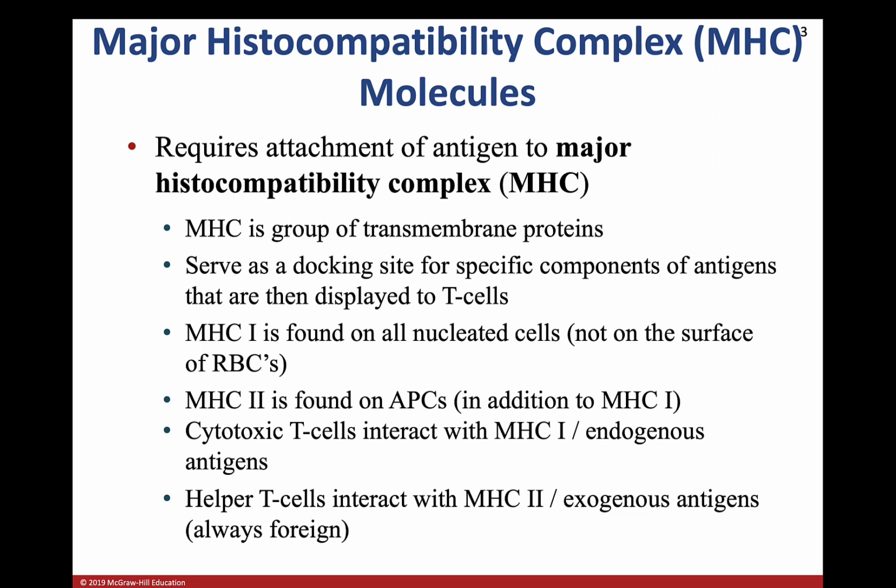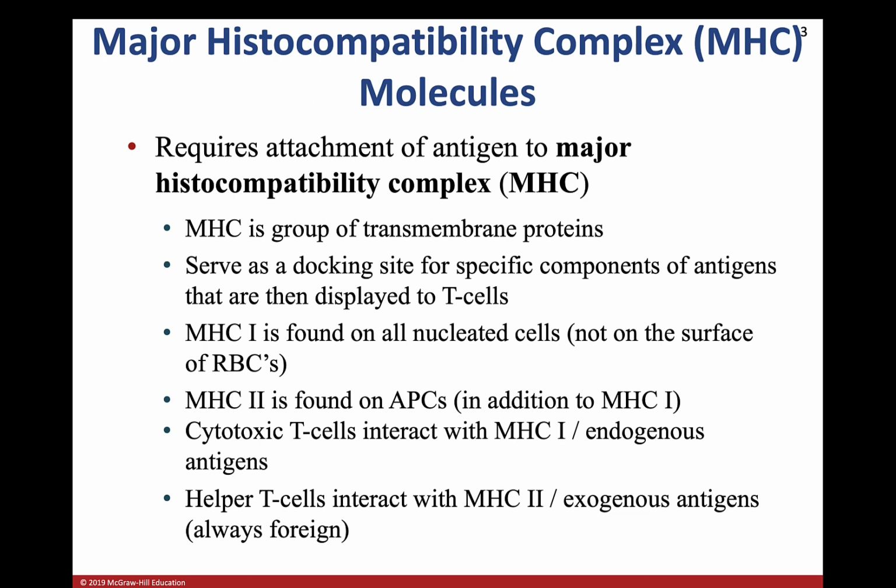MHC1 is found on all nucleated cells, so remember, not on the surface of red blood cells, and MHC2 is found on APCs, in addition to MHC1. So remember, APCs will express both MHC1 and MHC2. Cytotoxic T cells will interact with MHC1, and this is called an endogenous pathway, or endogenous antigens. Helper T cells will interact with MHC2, or exogenous antigens, always foreign.